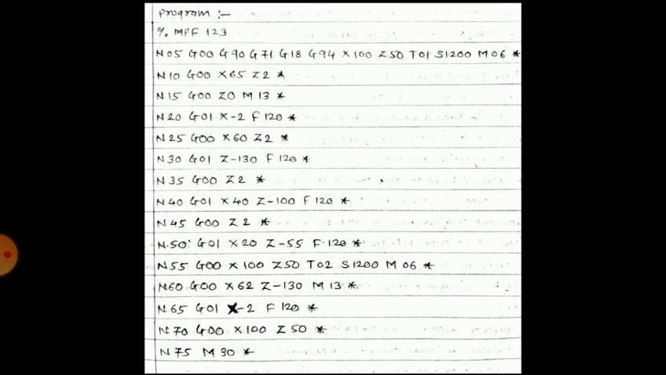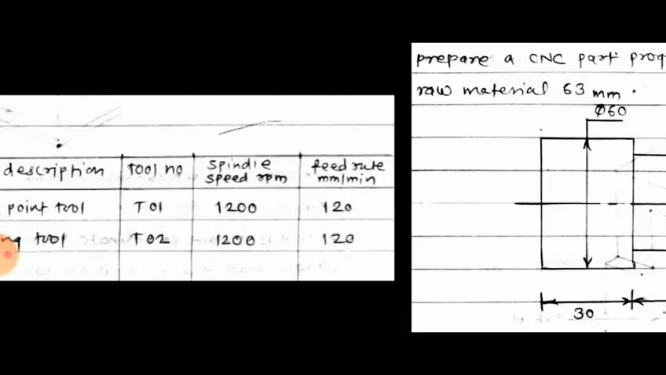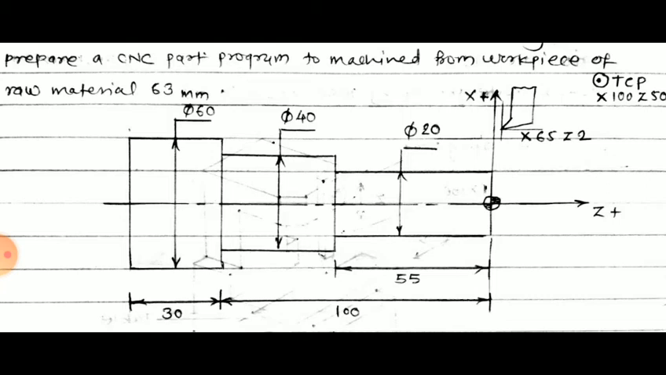Second block, that is N10 G00 X65 Z2. X65 Z2 means, you can see in the diagram, the tool is moved from the tool change position to this position, X65 and Z2. It means that the tool is 2 mm above the workpiece, that is X65, because the diameter of the workpiece is 63, the raw material diameter. So it is 2 mm above and 2 mm away from the workpiece, that is Z2.